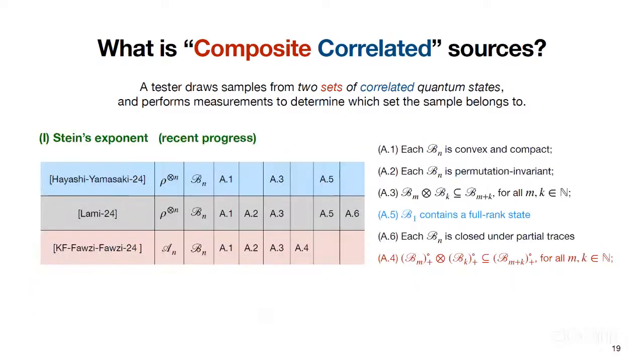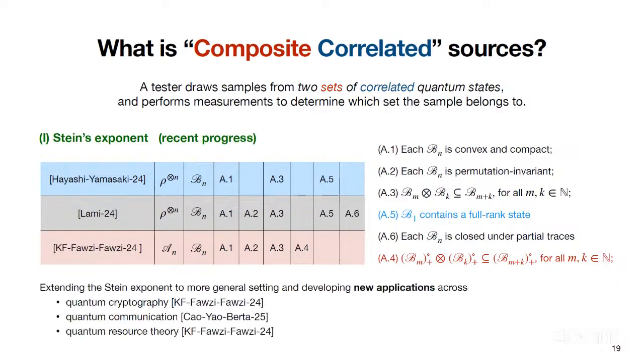In terms of the Stein exponent regime, we have had a few progress recently, and especially the first one is given by Hayashi and Yamasaki for the generalized Stein's lemma setting. So here, A_n is still given by rho tensor n, but B_n can be a general set, satisfying a few assumptions. And also we have another result by me and my collaborators considering two general sets, A_n and B_n. But all of these Stein exponent results have to assume a few assumptions on the set we are working with.